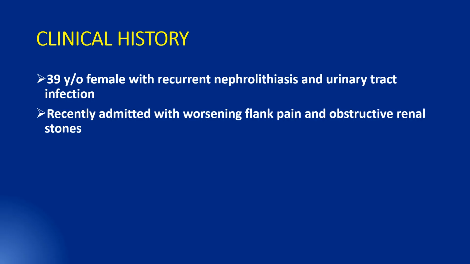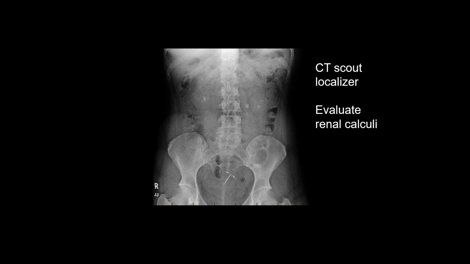So at this point, I would like to present this interesting case of a 39-year-old female with recurrent nephrolithiasis and urinary tract infection who was admitted to hospital because of flank pain and obstructive renal stones. When the patient came, CT was performed to evaluate renal calculi. However, an accidental finding, which I highlight with this red circle, was an expansile mass in the right pelvis.